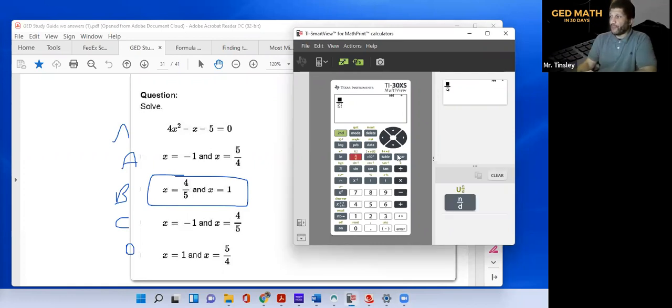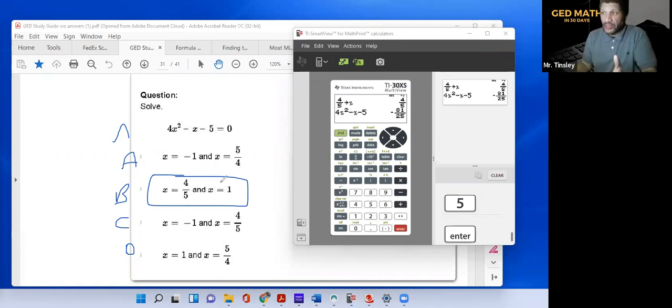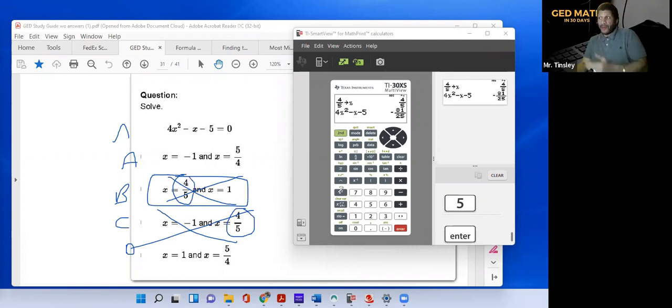So 4/5. I type in 4/5. You've got to get out of the fraction, store X. Plug it into your quadratic equation: 4x squared minus x minus 5. Do I get 0? No. So right there, I know my answer is not 4/5. Since I know it's not 4/5, I know it can't be B or C, because C has 4/5 and B has 4/5. Just putting 4/5 in gets rid of 2. At least I'm down to 2 multiple choice options now.